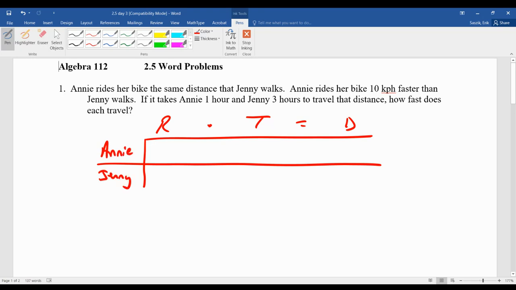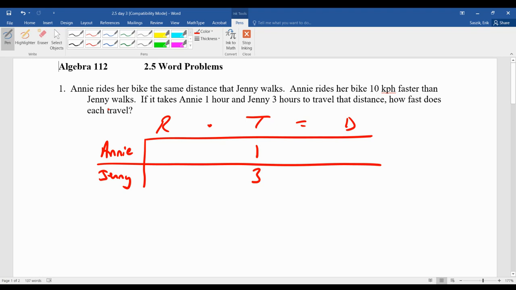Now, what do we know here? See, watch this. This is what's different. Annie rides her bike the same distance that Jenny walks. So we don't know it's not saying that she's going 10 kilometers an hour. It says she's going 10 kilometers an hour faster than Jenny. If Annie takes 1 hour, Jenny takes 3 hours. So we actually know the time that they're traveling. Annie's 1, Jenny's 3. We know the time. What we don't know is the rate.